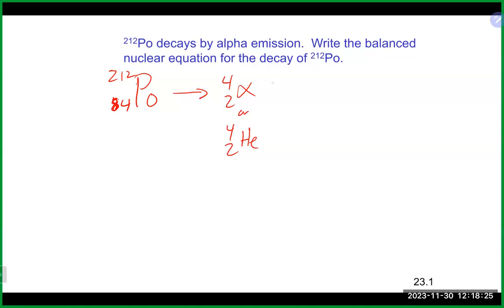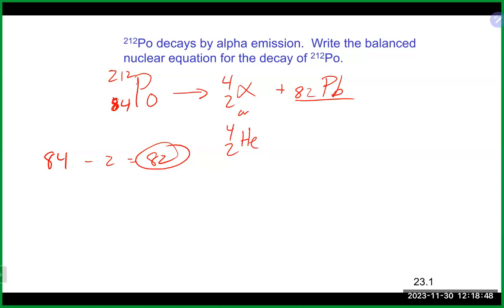So really what we're looking for now is what is missing at this point. We want to focus on the atomic number here. We have 84 on the left and 2 on the right, which means if we subtract, our missing atomic number is 82. We return to the periodic table and find number 82, which is our friend lead.